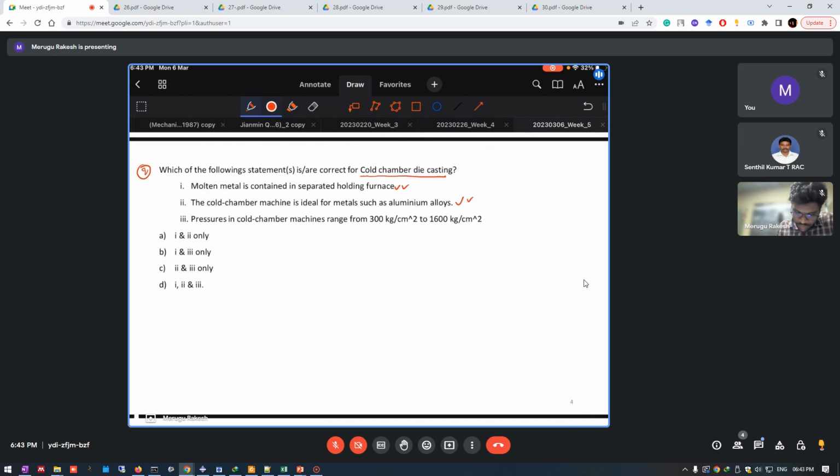Pressure in cold chamber die machines ranges from 300 to 600 kg per centimeter square. This was not discussed, but this statement is also true. In hot chamber we go till 150 kg per centimeter square, but in cold chamber die casting we go up to 3000 kg per centimeter square. So this statement is also true in this case. Okay, so option B is the correct one.